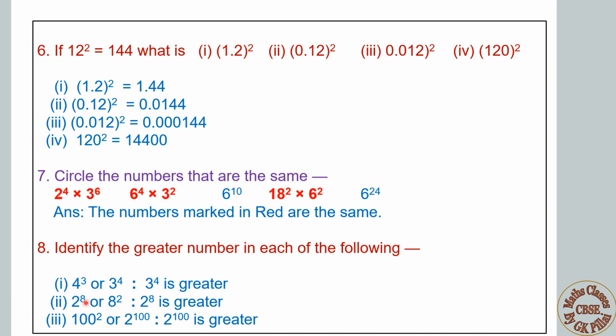2 to the power of 8 or 8 squared. 2 to the power of 8 is greater than the other one. 100 squared or 2 to the power of 100. 2 raised to the power of 100 is greater than the other one.